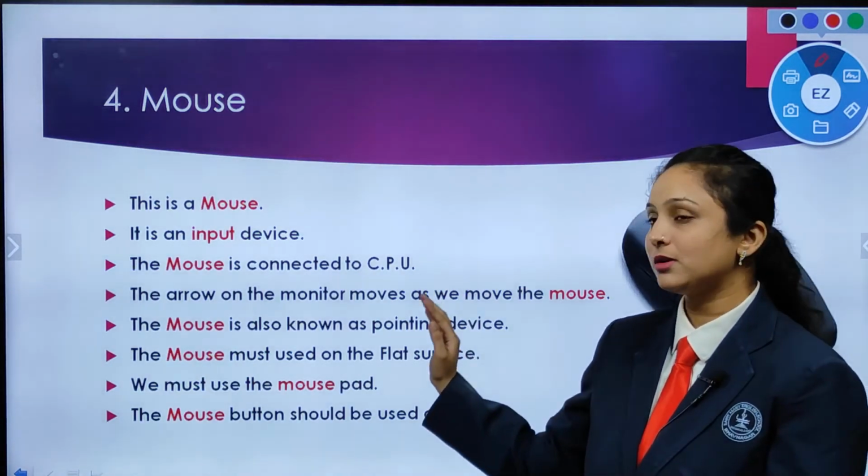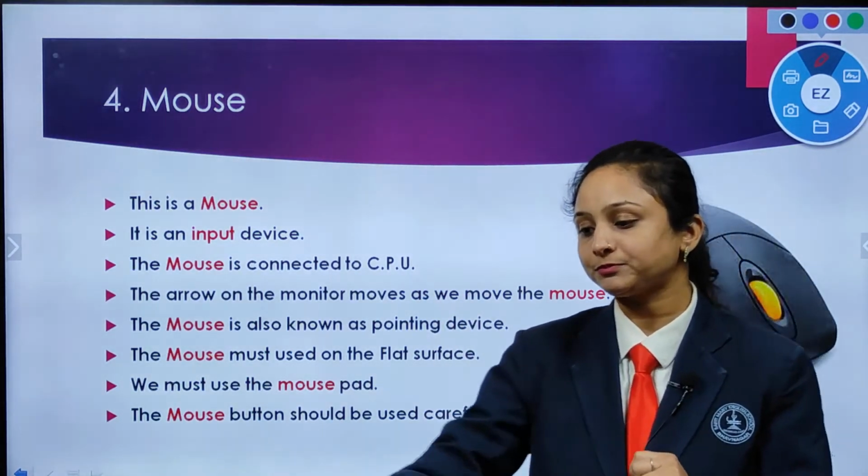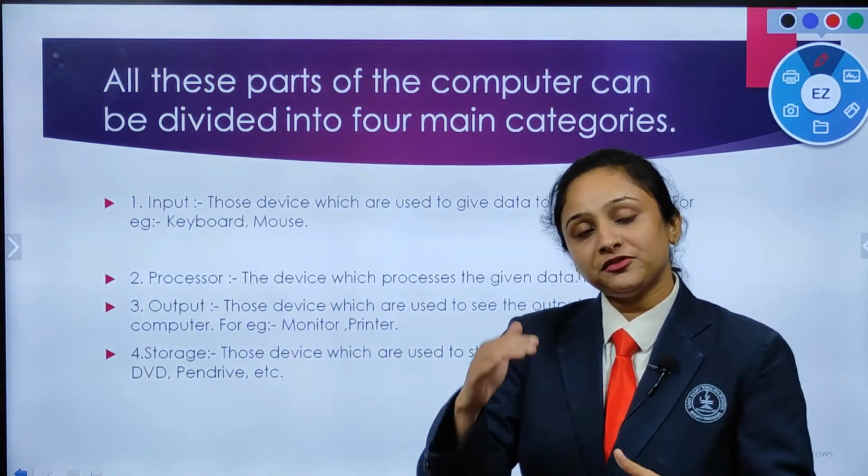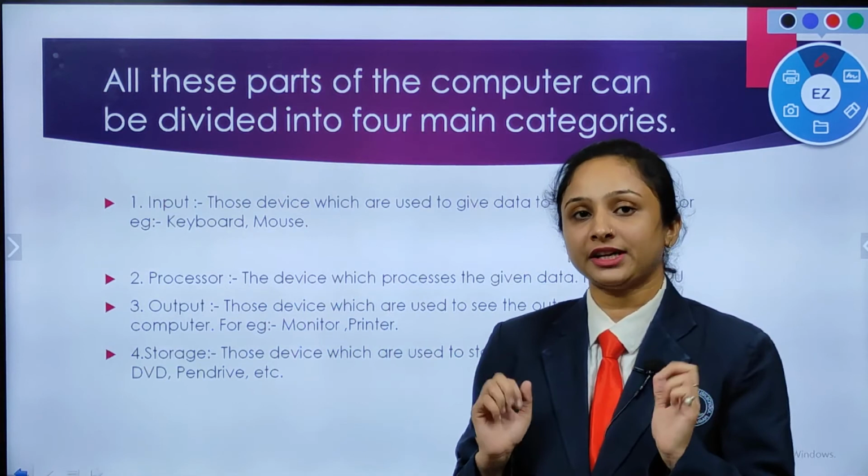Okay children, so this was about the 4 main parts of the computer. Now these parts are further divided into different categories. Now let me teach you that. All these parts of a computer can be divided into 4 main categories. Which are they? Input, processor, output and storage. These are the definitions which can be asked in your exam.